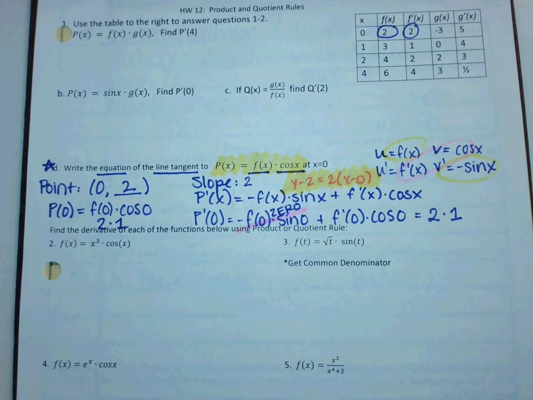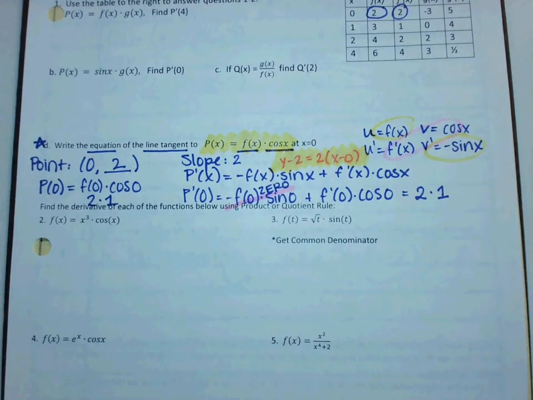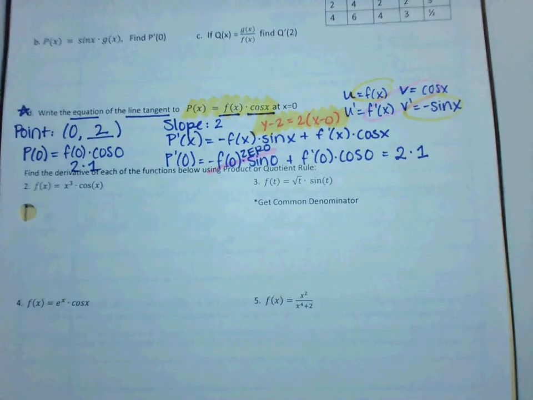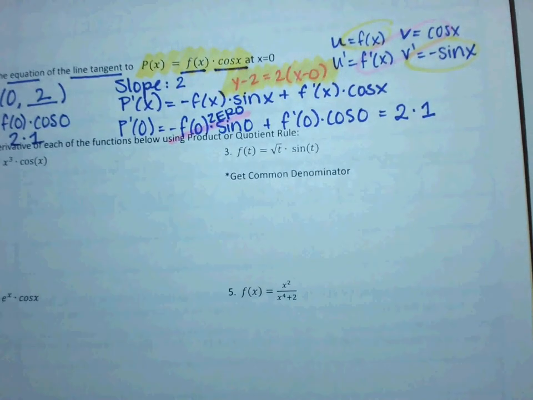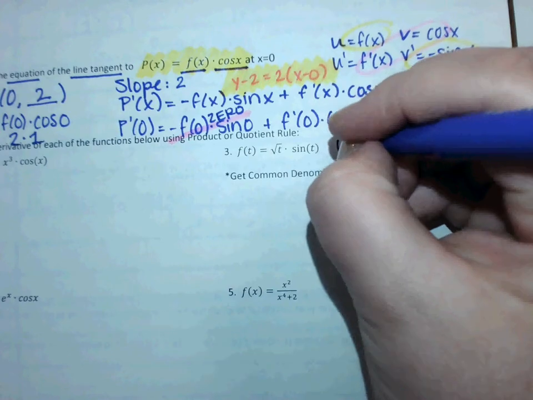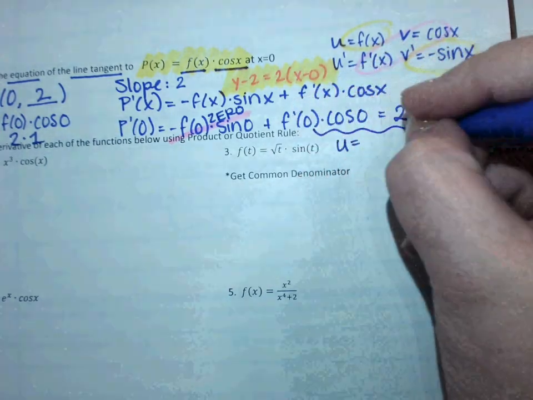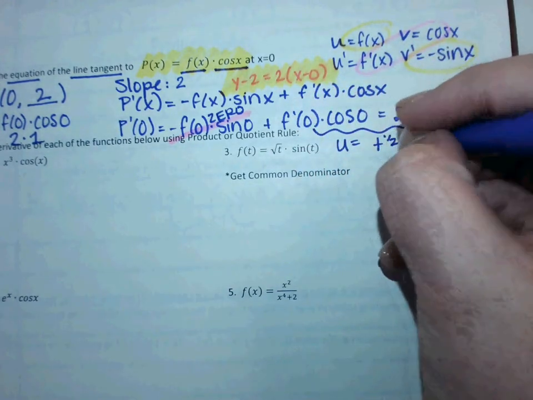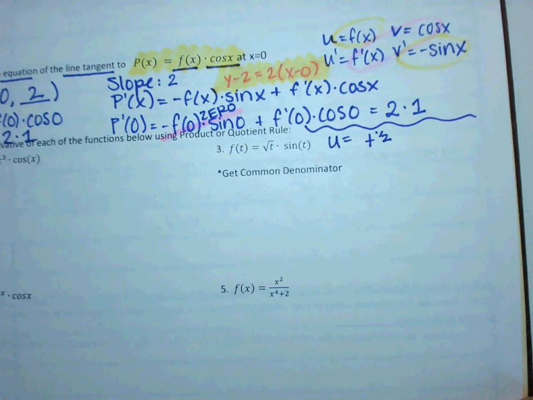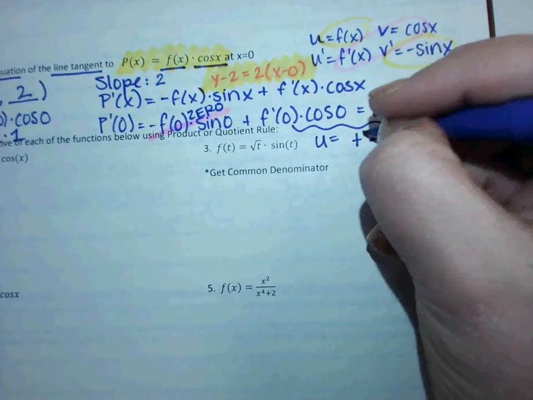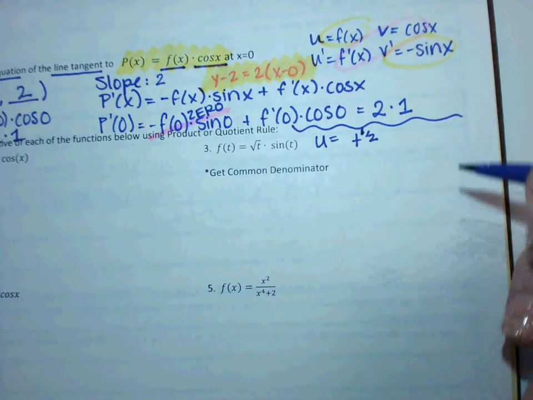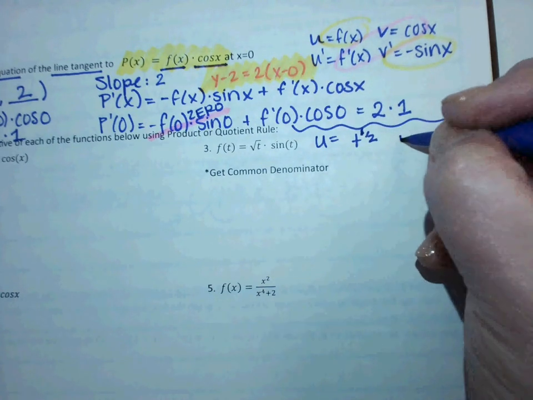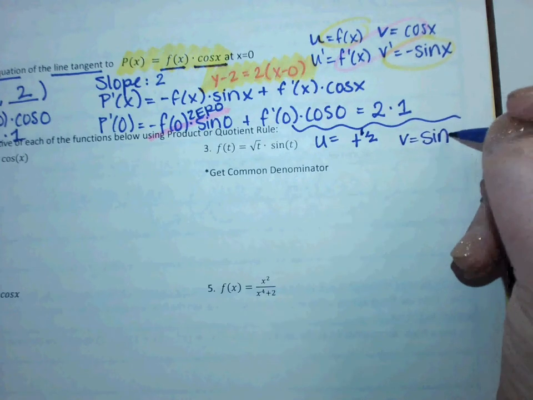Okay, last one we're going to do off this homework right now is number 3. Number 3 has an extra step. So let's set it up first. What's my U? What's my V? Square root of t and sine. Okay, very good. So my U is going to be root t. I'm going to write that as t to the 1/2. That's a rewrite. And then v would just be sine t.